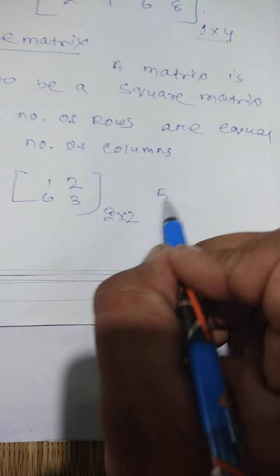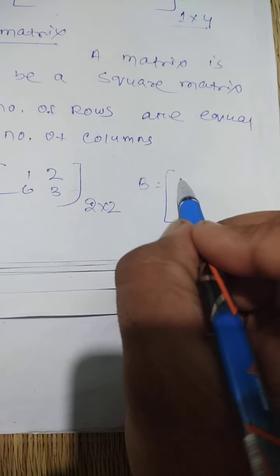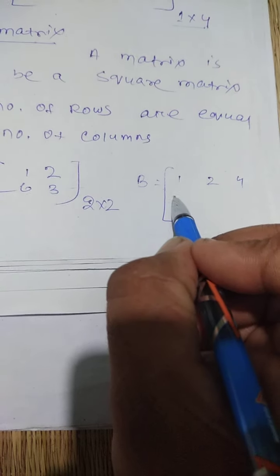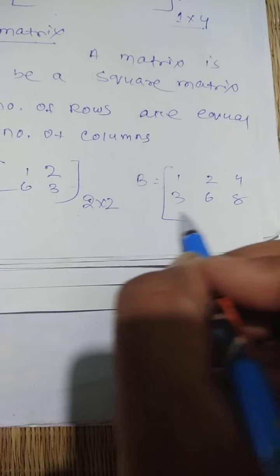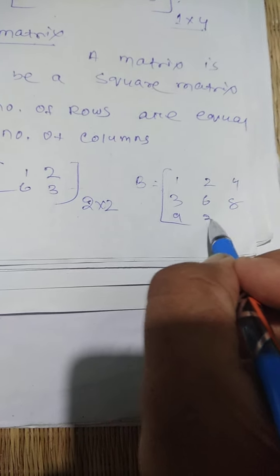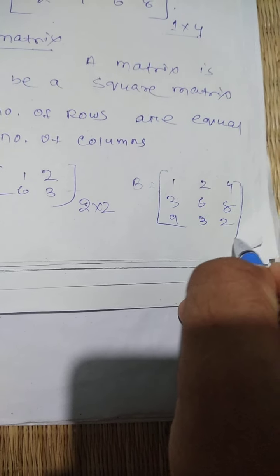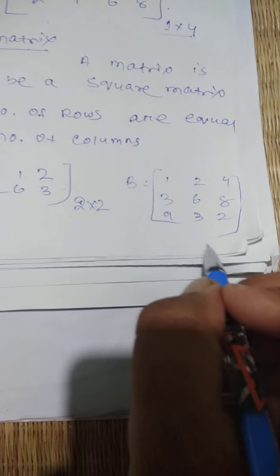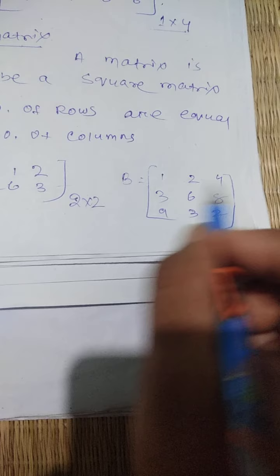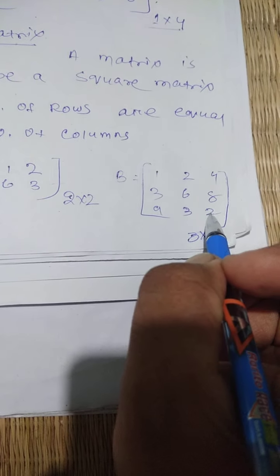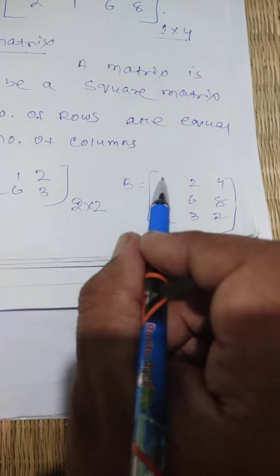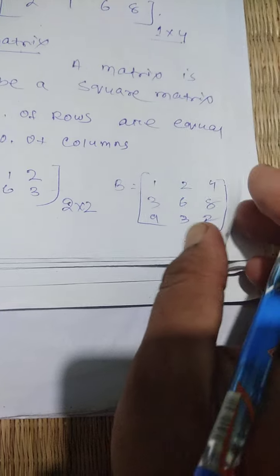We can take another example, that is 1 2 4 3 6 8 9 3 2. Here this is a 3 cross 3 matrix, because the number of rows is 3 and the number of columns is also 3. So any matrix having an equal number of rows and columns is known as a square matrix.